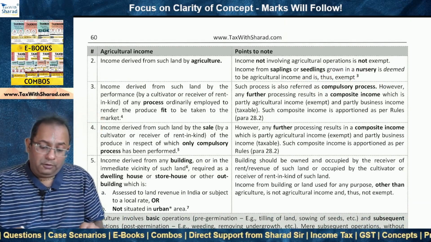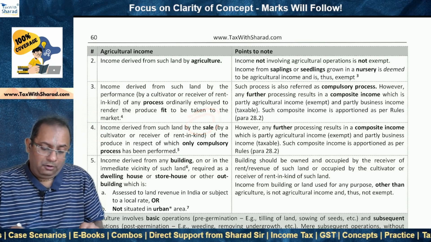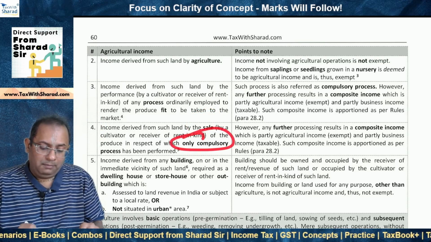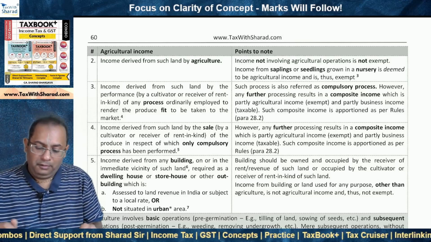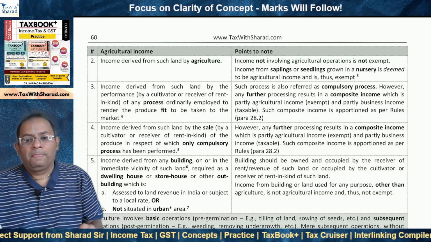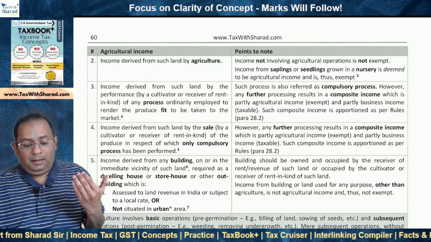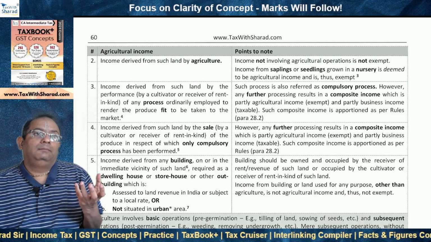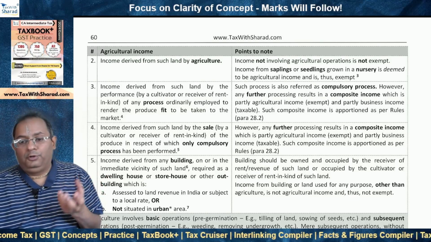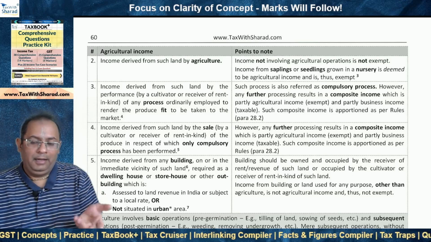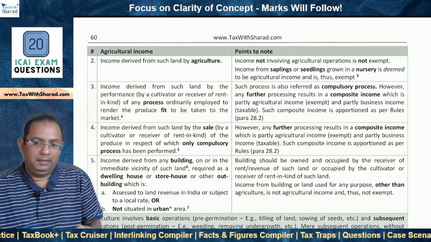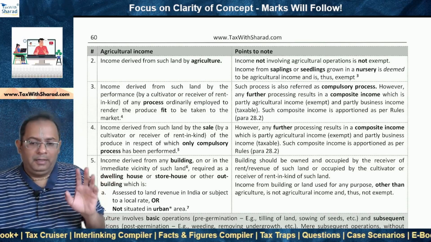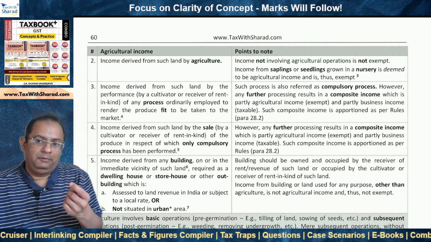Next, income derived from such land by the sale of the produce in respect of which only compulsory process has been performed is also treated as agricultural income and fully exempt. Okay, but for example, you produce sugarcane. Sugarcane has a ready market, so you always have the option to take the sugarcane direct to the market and sell it, and therefore it will be treated as pure agricultural income and it will be fully exempt.